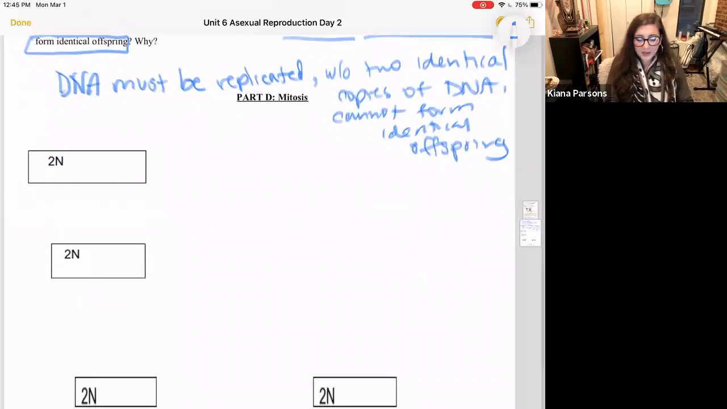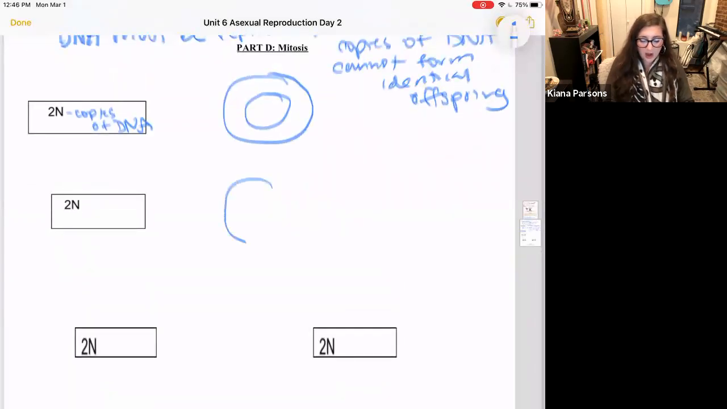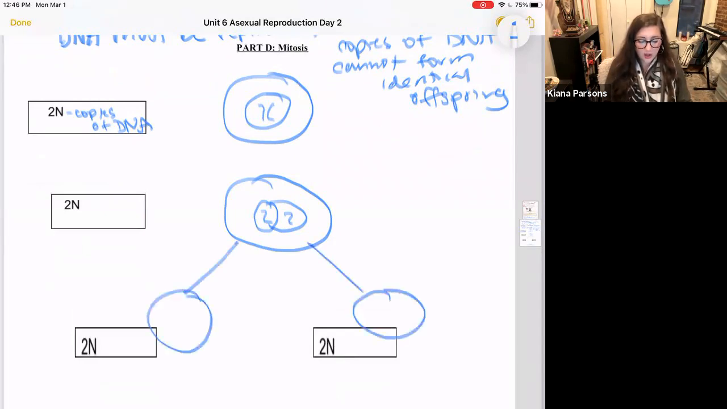So in the case of mitosis, this 2N represents the copies of DNA. So this is a full set of chromosomes we've got here in this cell. At this point, we've got 2 copies of DNA. So the DNA has been replicated here, but it's still housed in one nucleus. It is still just one complete cell, but it's about to divide into the 2 genetically identical offspring.